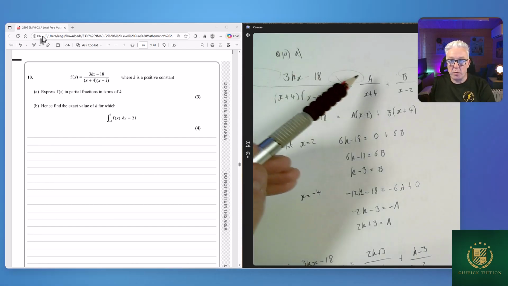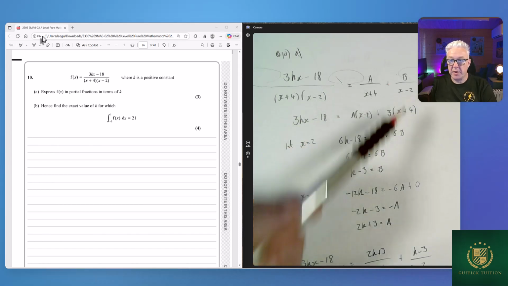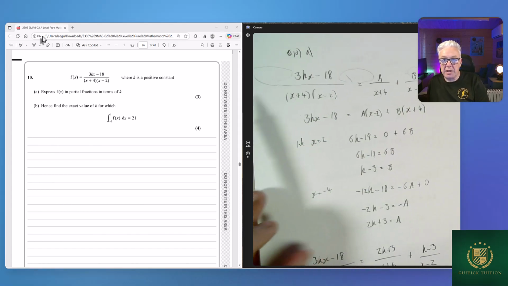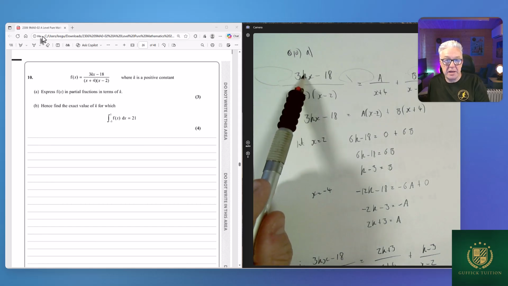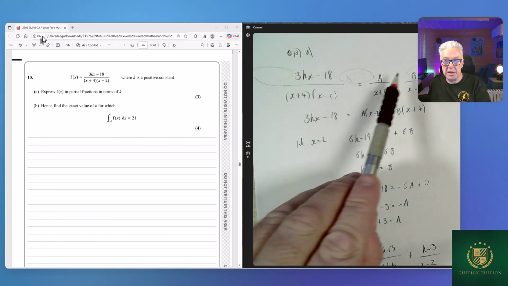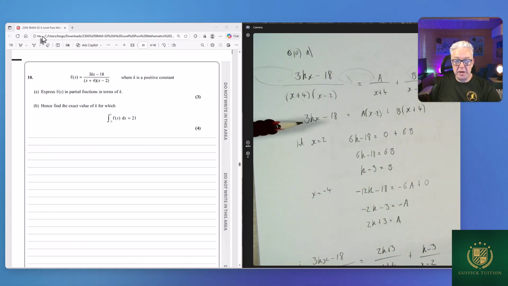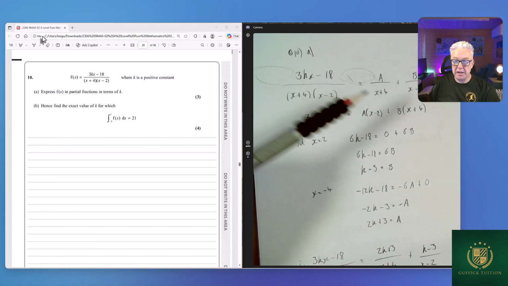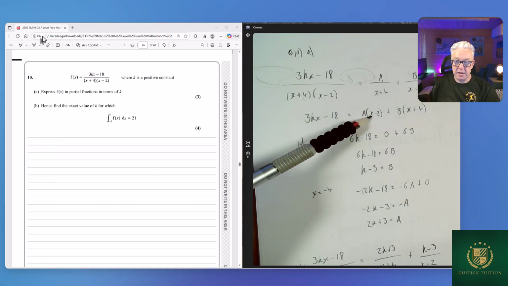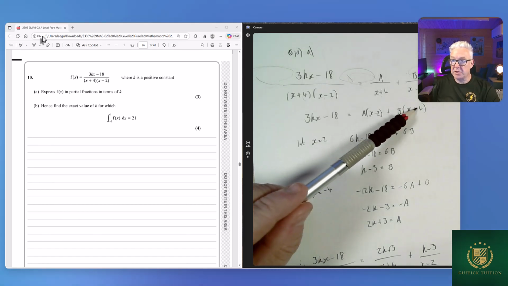So we start off in the normal manner by writing it as A over x add 4 plus B over x minus 2. And what I like to do is imagine that every single numerator is times by this denominator. So every numerator gets times by x add 4, x minus 2. When you do that, you end up with 3kx minus 18 equals A times x minus 2, because the x add 4's cancel, plus B times x add 4, because the x minus 2's cancel.